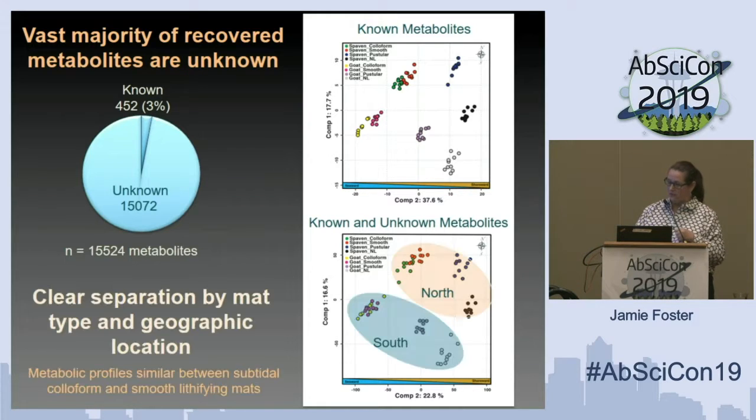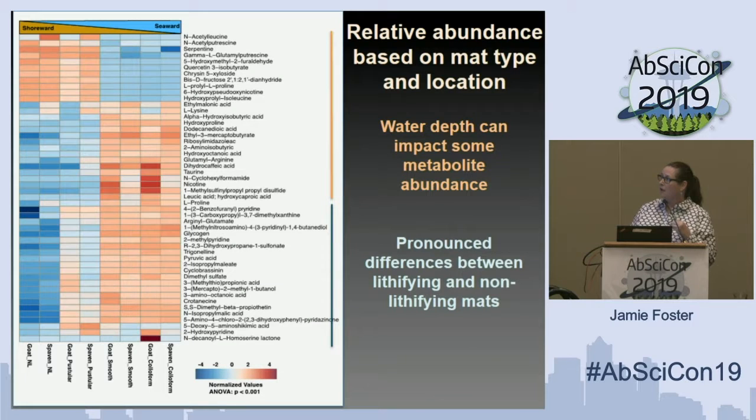So let me just add this on there. Whether you have unknown or known, you're getting very discrete populations of the metabolic profiles that are really clearly separated by the mat type, but we are also seeing a geographic component. So there are two things driving the differences in these communities. And so we can see really distinct patterns.